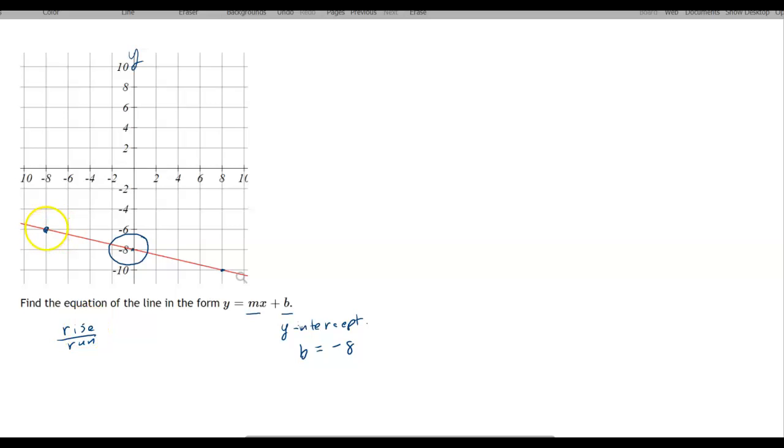So if we go from this point over here to this point, the rise is the vertical distance, whether it's up or down. Of course, up is positive and down is negative. So this goes down from -6, right? Notice that the units are by 2. So this goes from -6 to -8. So that's down 2 units.